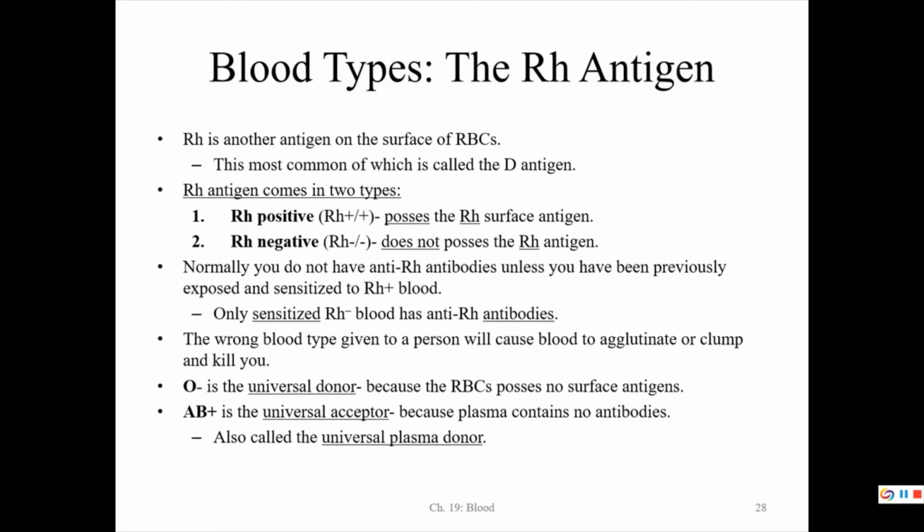So you're a Rh negative person who gets exposed to Rh positive blood. Rh negative people who have seen Rh positive blood are said to be sensitized, and then sensitized people will make anti-Rh antibodies. And this can kill you. The wrong blood type can kill, and Rh incompatibilities are very serious.